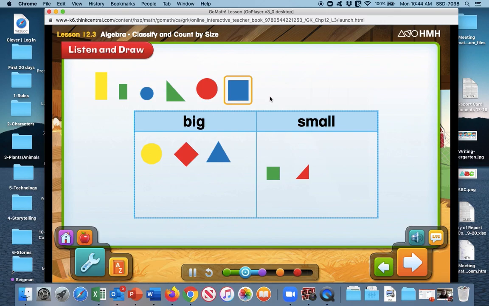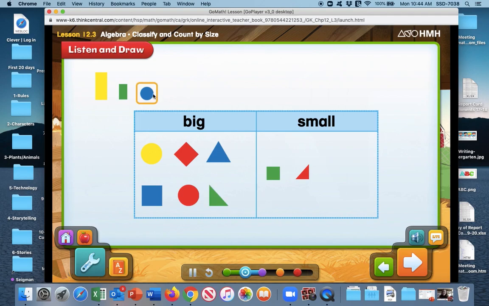You're nearly halfway through sorting the shapes. Keep going. Where does this square belong? Big, because it's big. It goes with the other big shapes. And this one? Big, because it's big. What about this one? Big, because it's big. It goes with the other big shapes.